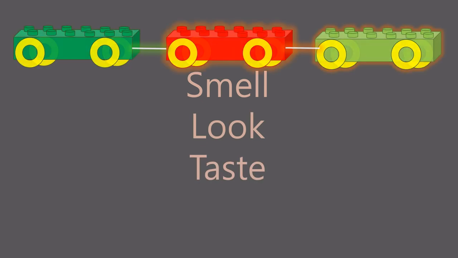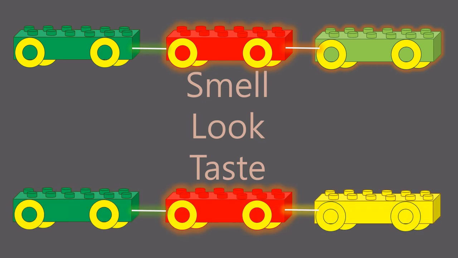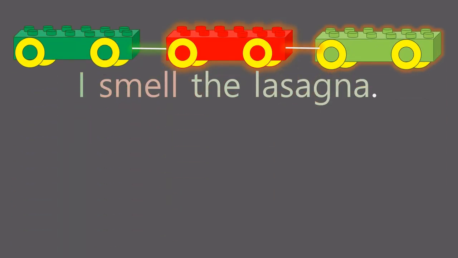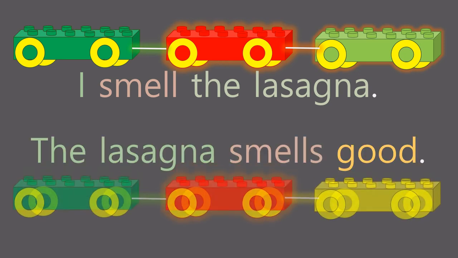But wait, there's more! Verbs like smell, look, and taste can function as transitive verbs, transferring energy to object phrases, but they can also function as linking verbs, verbs that tell you more about their subjects. So you can smell the lasagna with a transitive verb, but you can also say that the lasagna smells good, a linking verb.